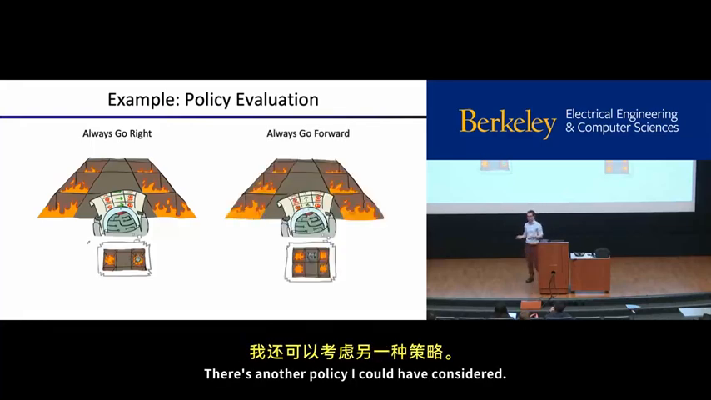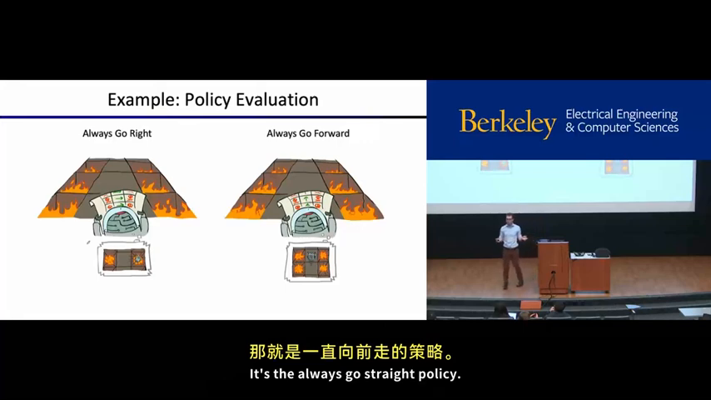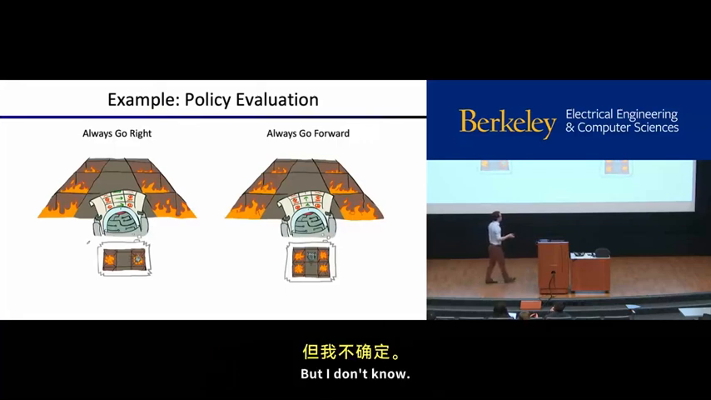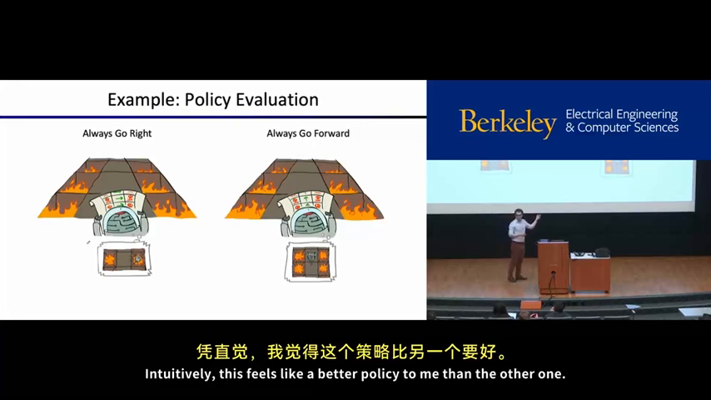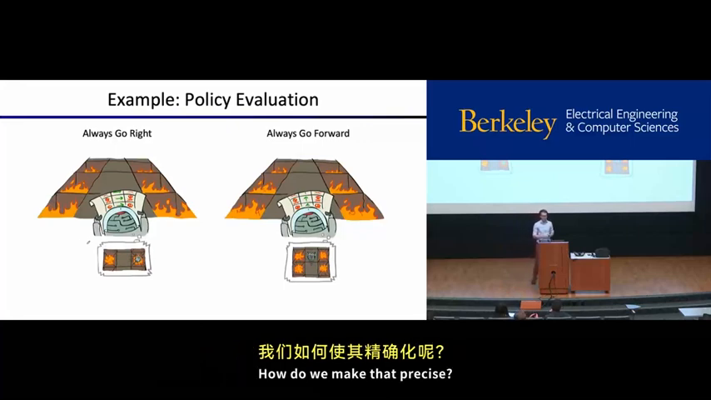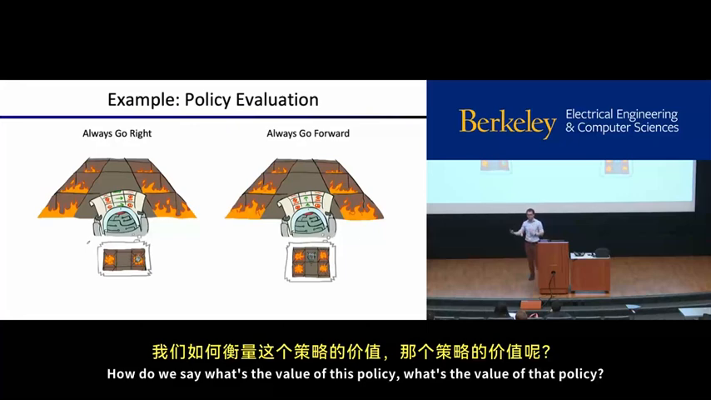There's another policy I could have considered. It's the always go straight policy. I don't know if this is going to keep me safe either, right? There's always that slip probability, but intuitively this feels like a better policy to me than the other one, right? So how do we make that mathematical? How do we make that precise? How do we say, what's the value of this policy?